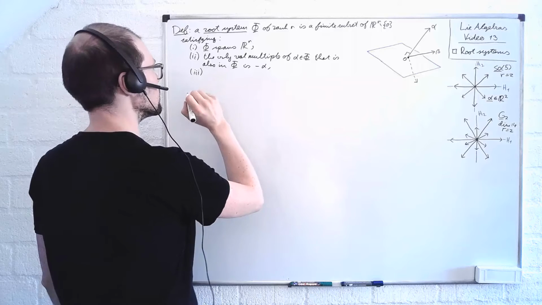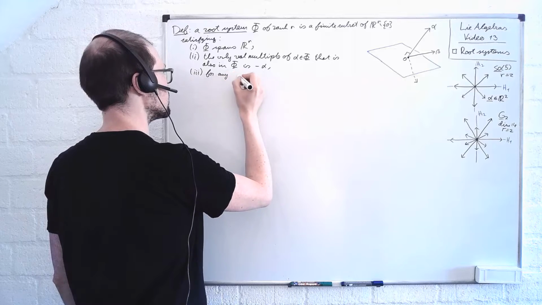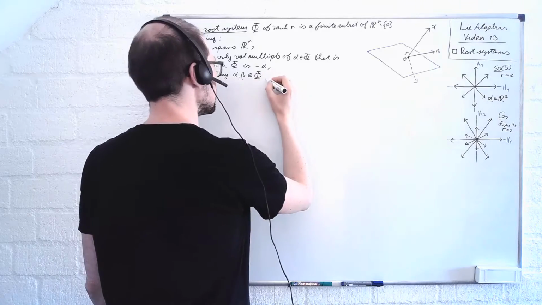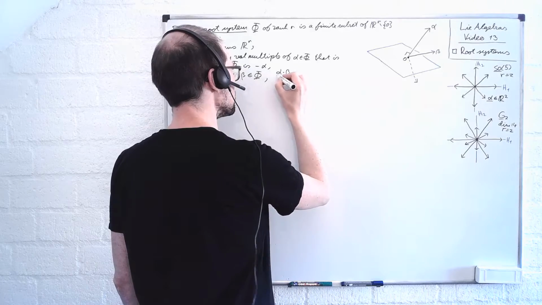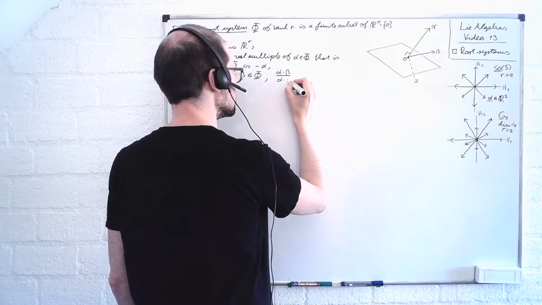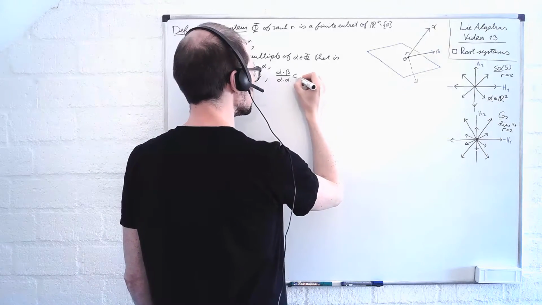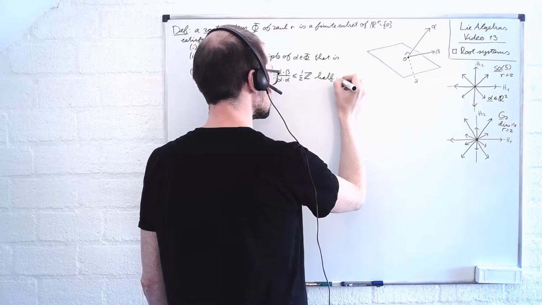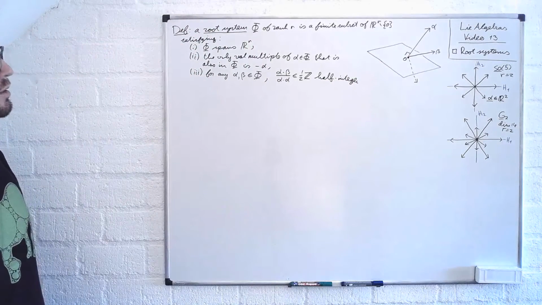The third condition is that for any two roots alpha and beta, if we compute the inner product of alpha with beta divided by the inner product of alpha with itself, then this is going to be a half integer. So what does this really mean?